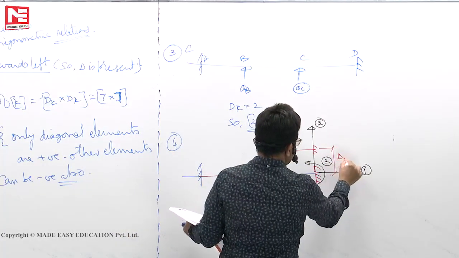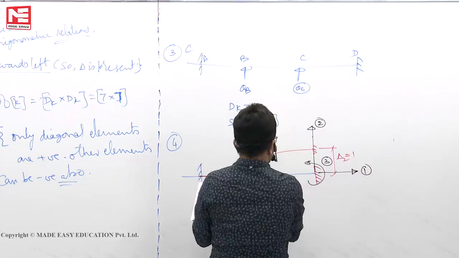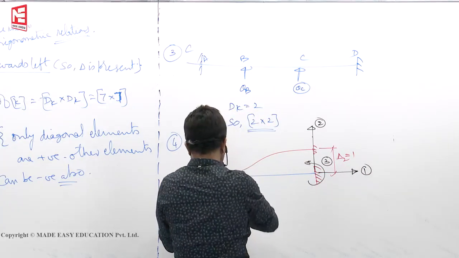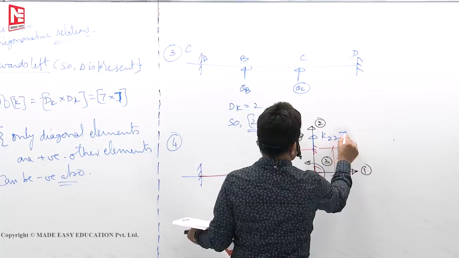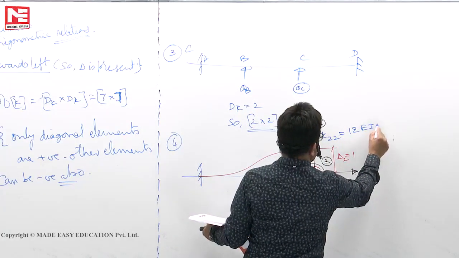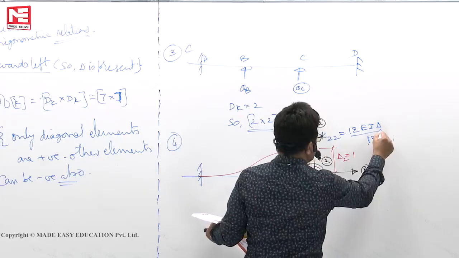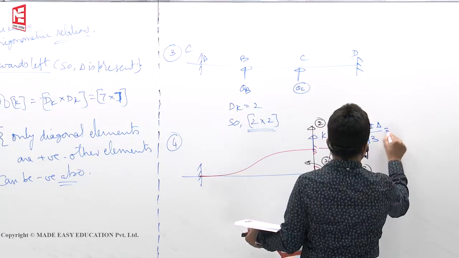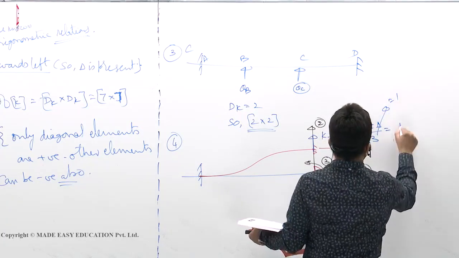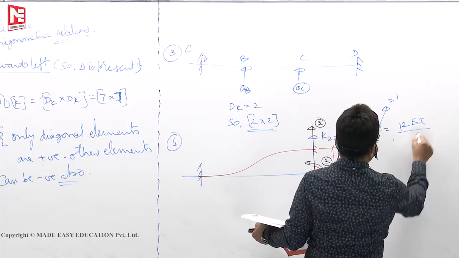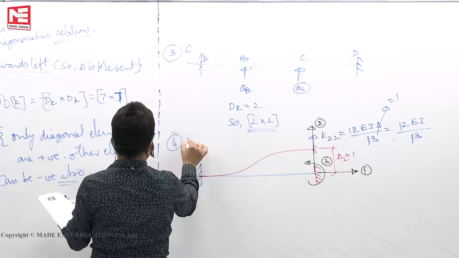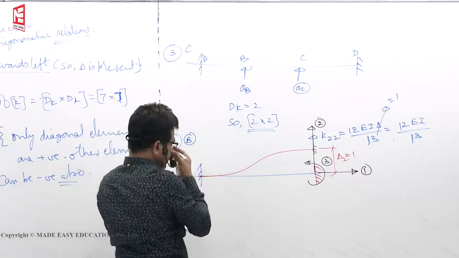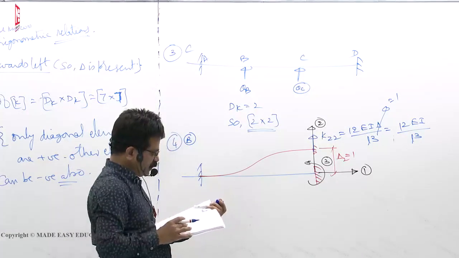Now delta 2 is equal to 1. For this profile to happen, the strength of MDM I told you K22 is 12 EI delta by L cube. Now delta is 1. So 12 EI by L cube. So 12 EI by L cube, where is that? B. A value will not come into the picture at all. 12 EI by L cube.